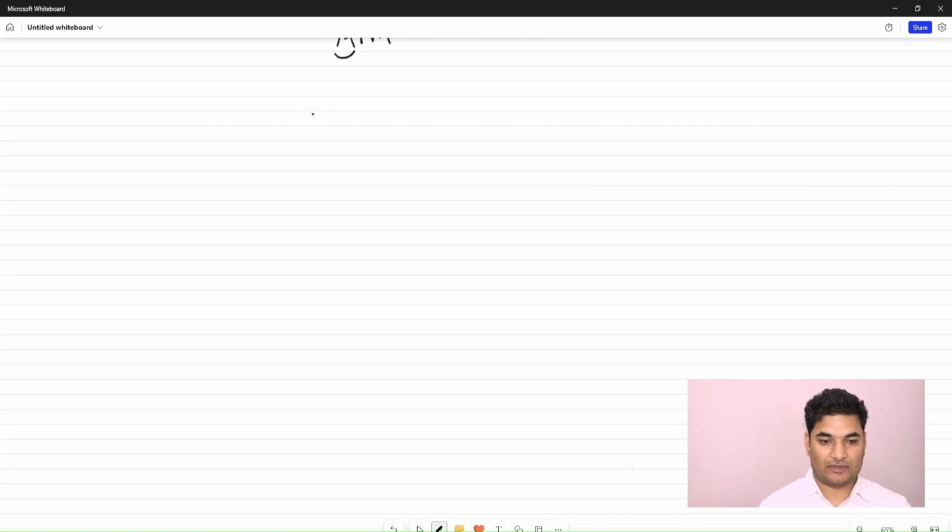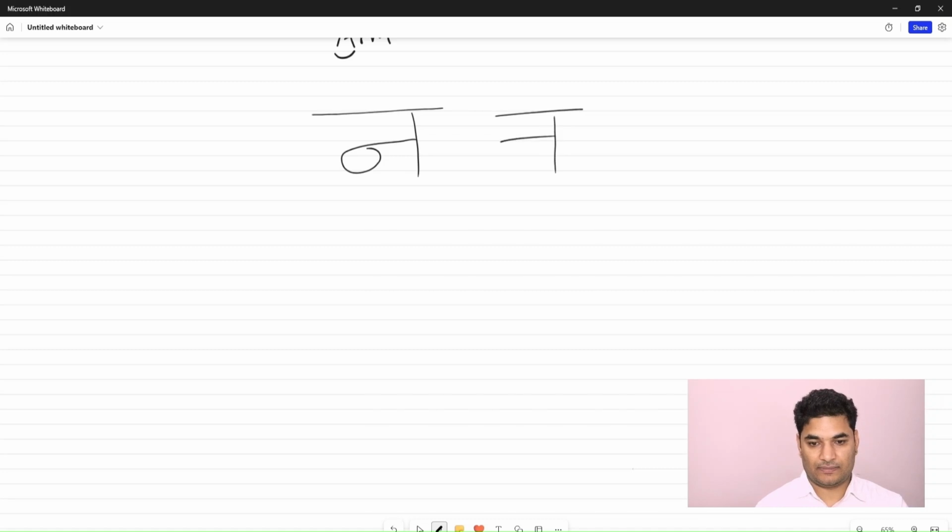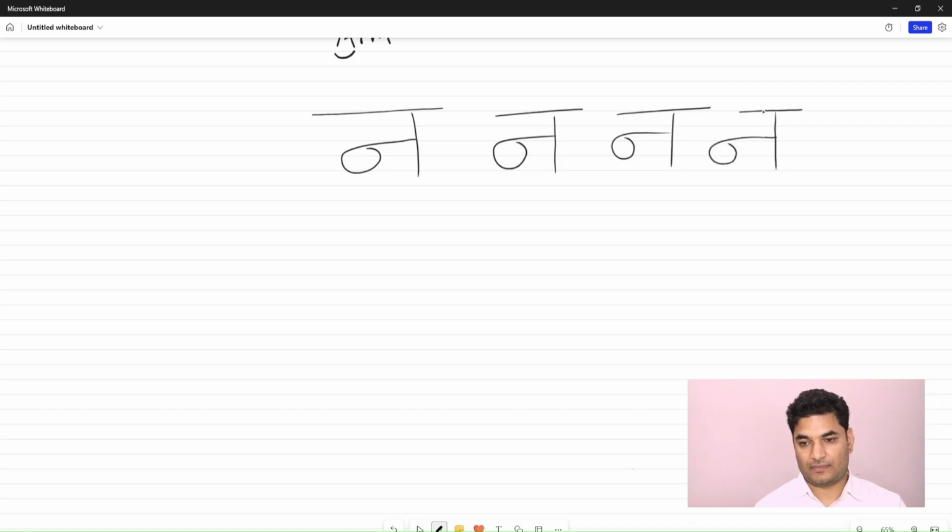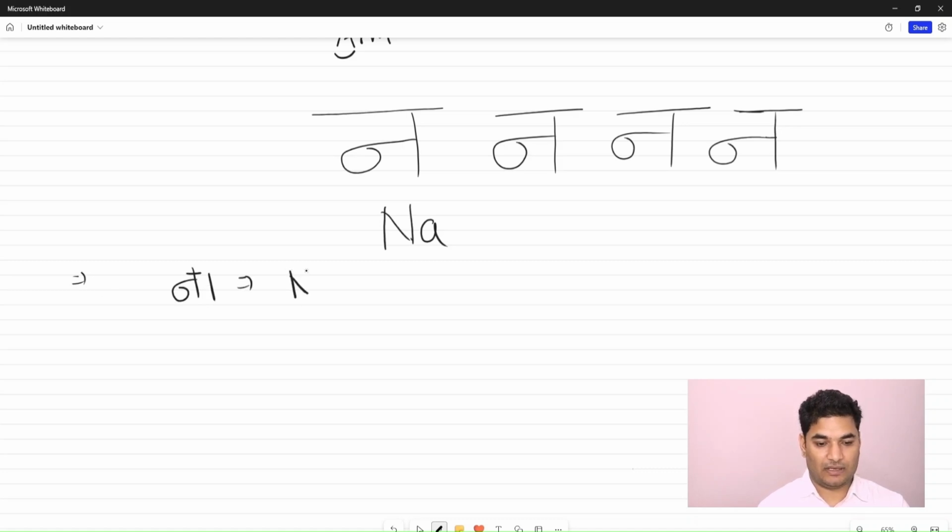Today's alphabet is also a consonant, n, and like this, finishing with a knot. N equivalent in English is n. Now, n with a becomes na, na. N with a becomes ne. Written like.